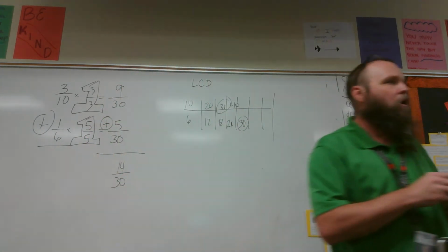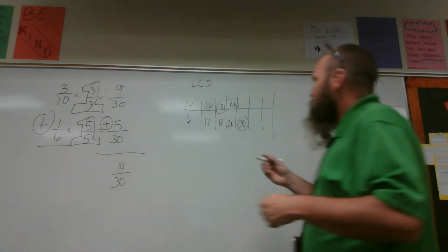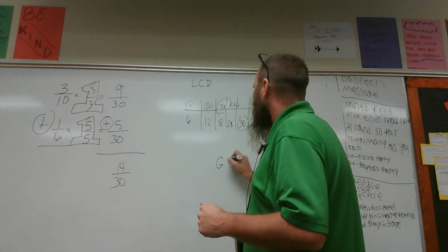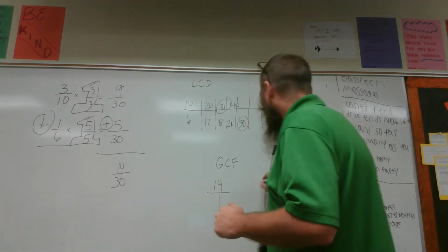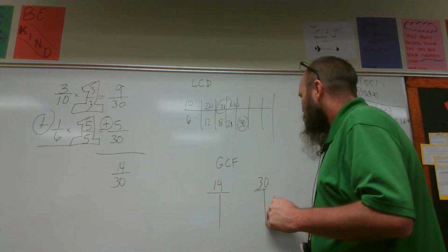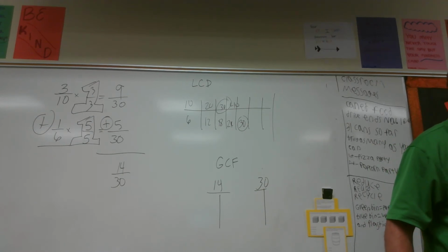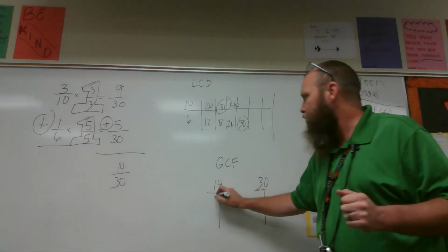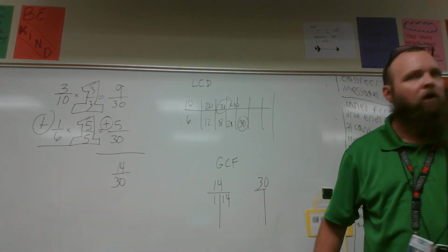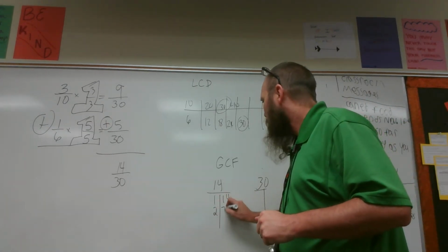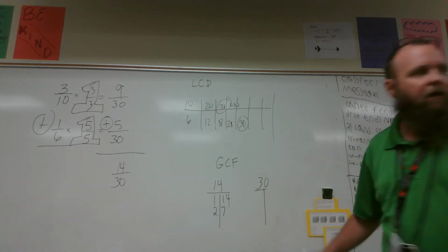Now, we need to see whether or not we can simplify this fraction. So we do the greatest common factor of 14 and 30. Do you know my factors of 14, Ava? Good. 1 and 14. What else? Good. 2 and 7. What else? You're right. No more.